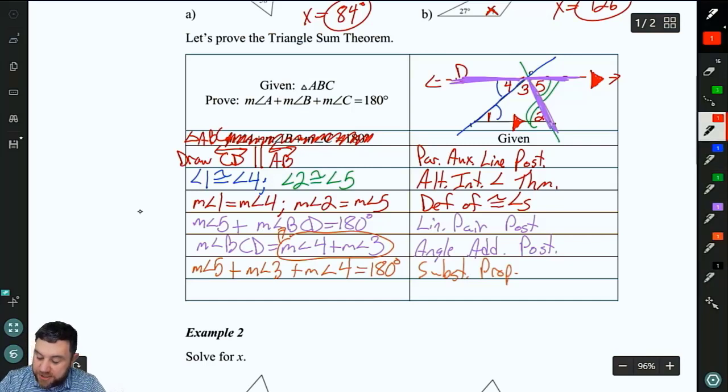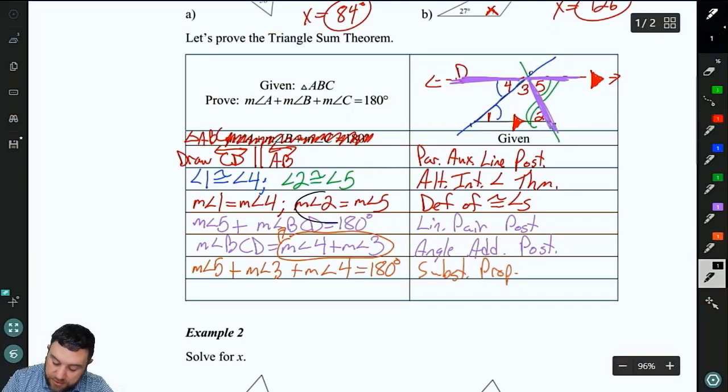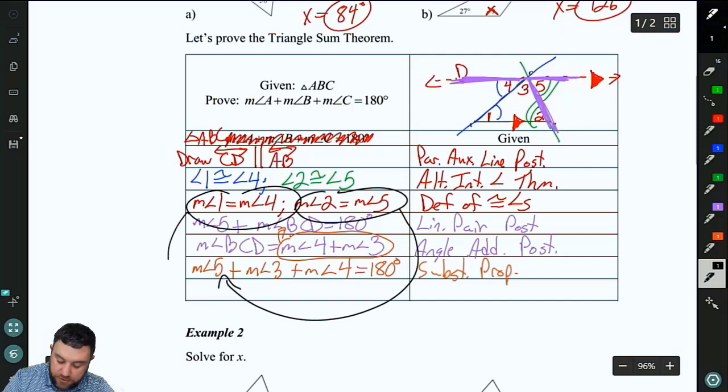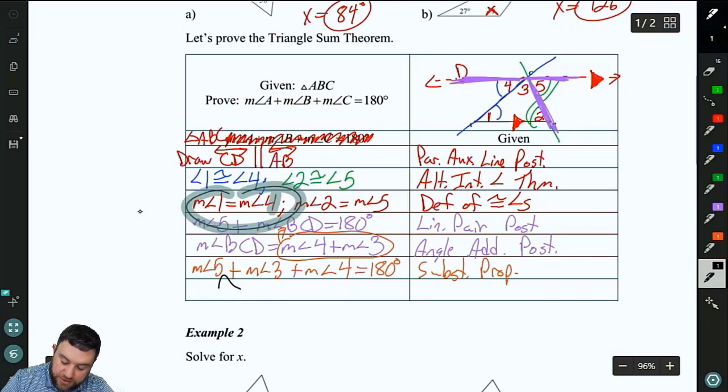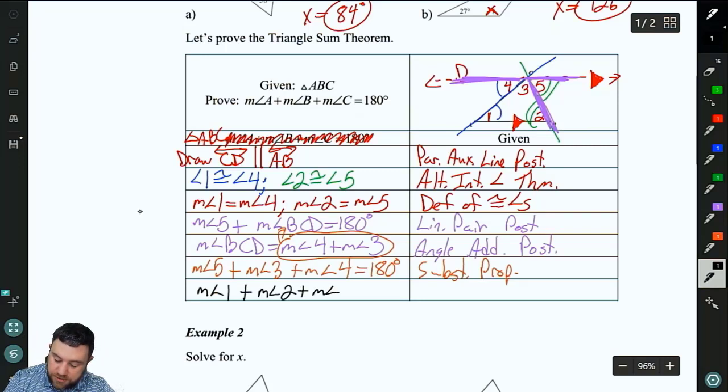Now, last step, and this brings us full circle, we know that 2 and 5 are equal, so we can replace the 5 with the 2. We know 1 and 4 are equal, so we can replace the 4 with the 1. I'm going to erase those so that I can actually write here. So because we can do those two substitutions, we know that 1 plus 2 plus 3 is 180 degrees.